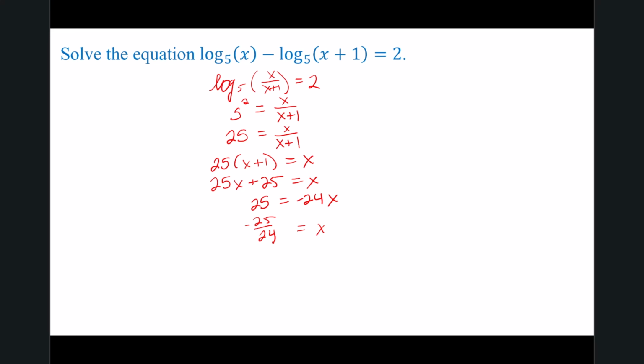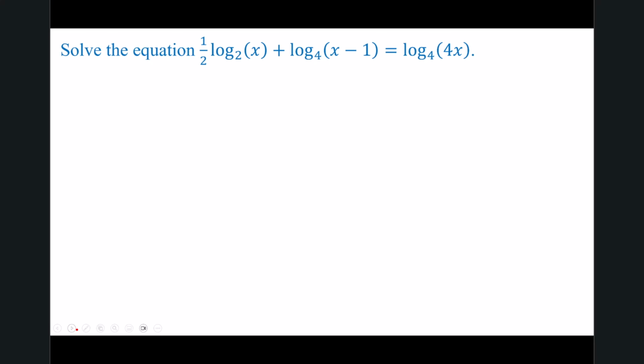Then I check and see if that solution works. So I have to take the log of x, but x is not a positive number, so that's not going to work. So there is no solution to this equation. The only solution we got is not in the domain of log base 5 of x, so there is no solution.